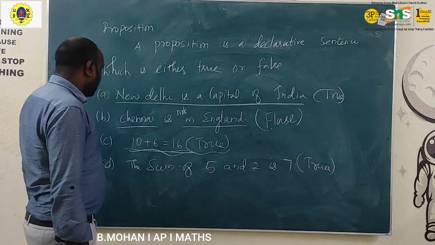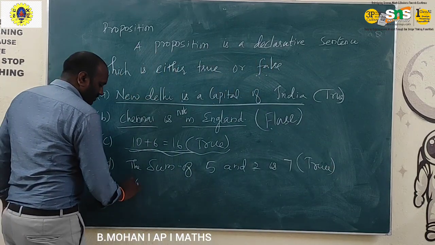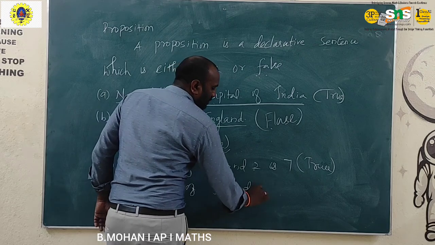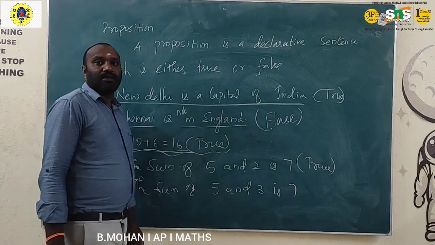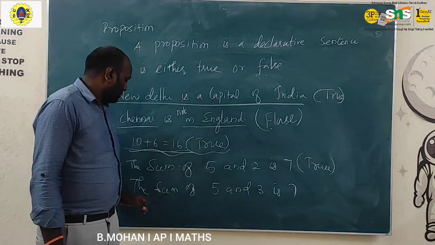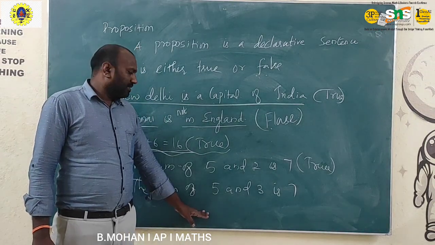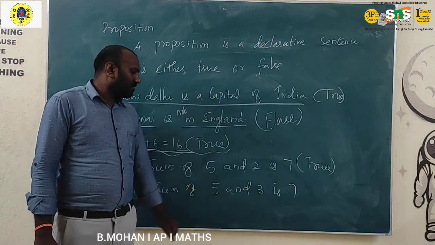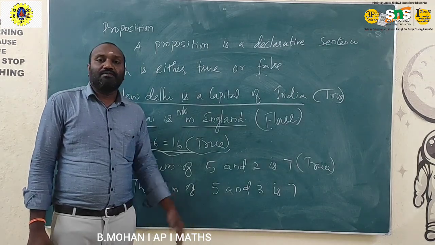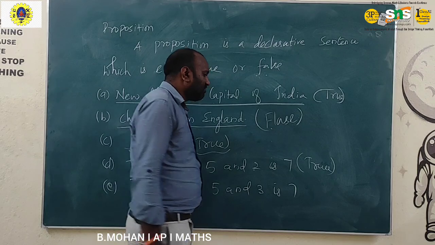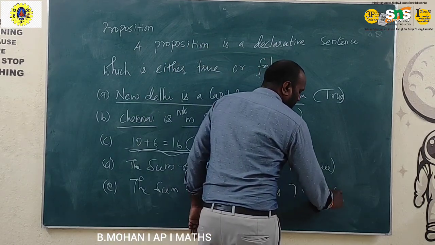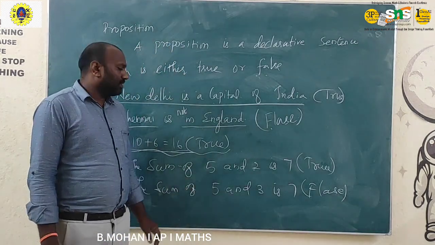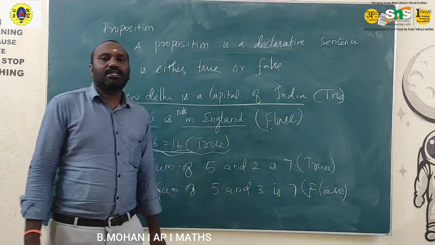If we say that the sum of 5 and 3 is 7, is this possible? The sum of 5 and 3 is 8, as you know very well. So the statement that it is 7 is false, because it is not possible. Here it is given that the sum of 5 and 3 is 7, and this statement is false.